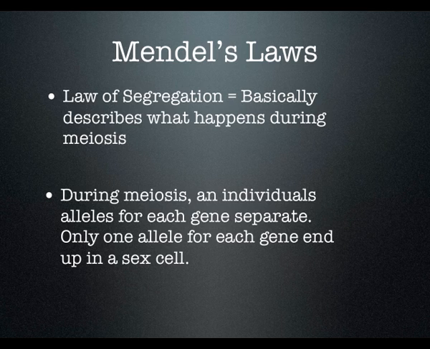So individuals are only giving 1 allele to every sex cell, meaning that each offspring gets 1 allele for each gene from each parent, getting back to the diploid number so that every human child ends up with 46 chromosomes.